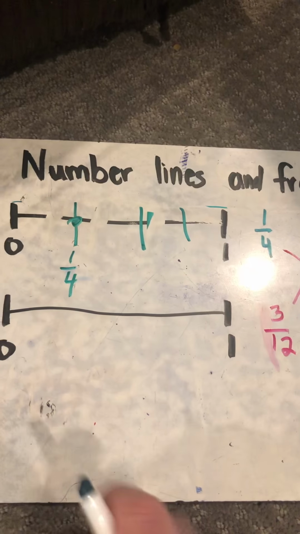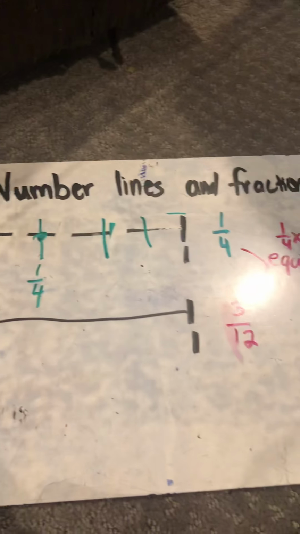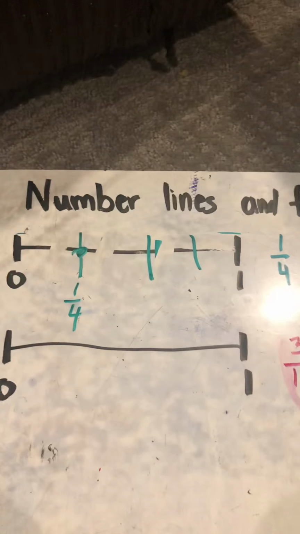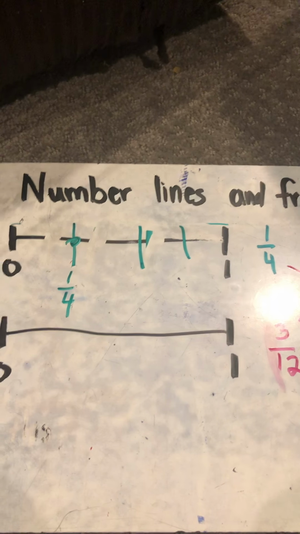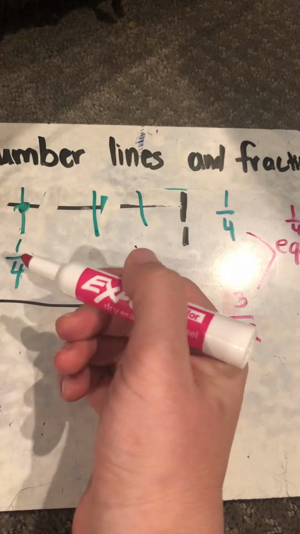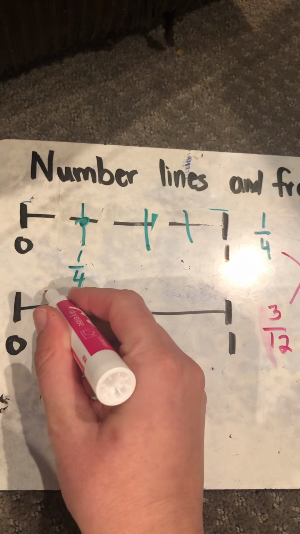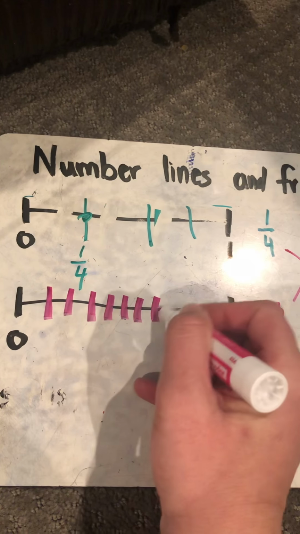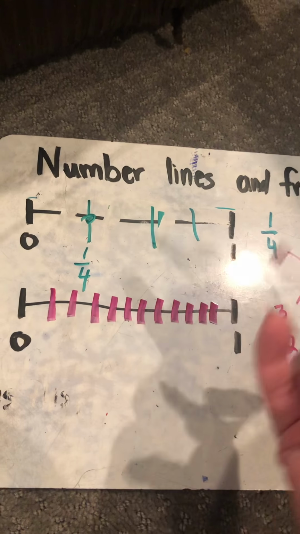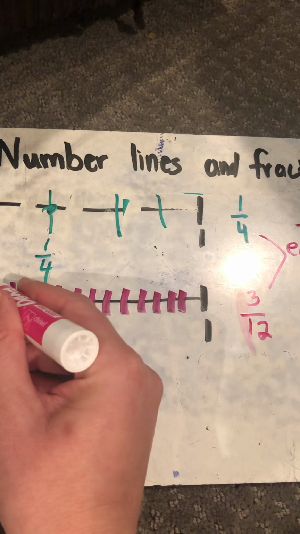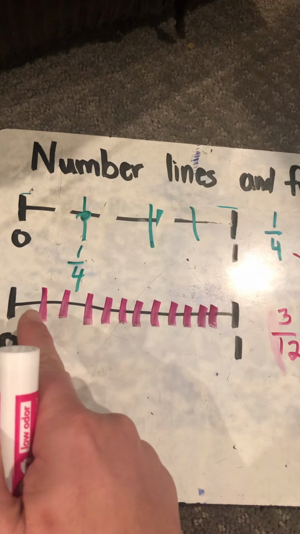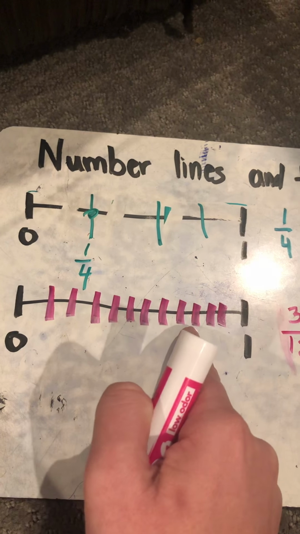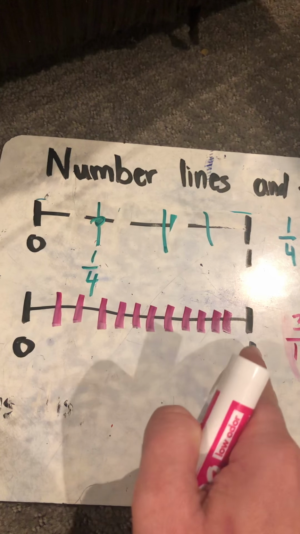So when we do equivalent fractions on number lines, we need to, again, make sure they're about the same size. I'm not perfect at it, but I'm going to take my pink marker and partition this line into 12ths. So that means 11 lines. So 1, 2, 3, 4, 5, 6, 7, 8, 9, 10, 11. I'm not super great at this, but if I were to put a box, that means I'd have 1/12, 2/12, 3/12, 4/12, 5/12, 6/12, 7/12, 8/12, 9/12, 10/12, 11/12, 12/12, which equals 1.